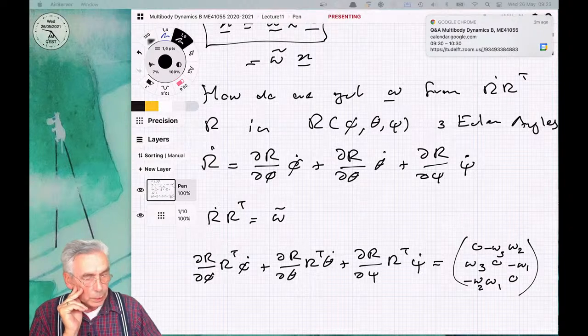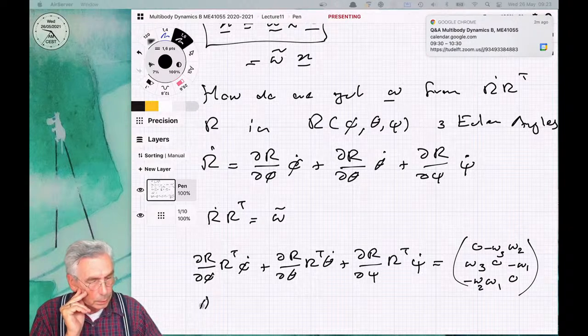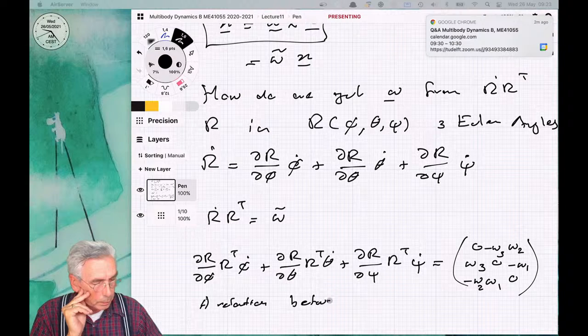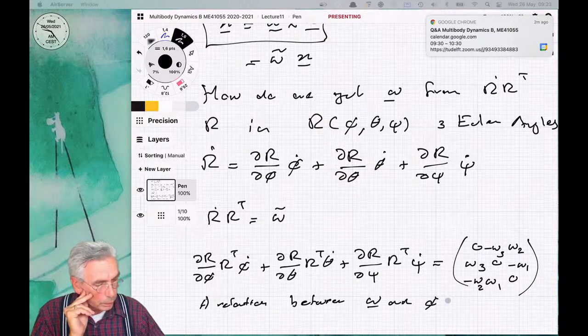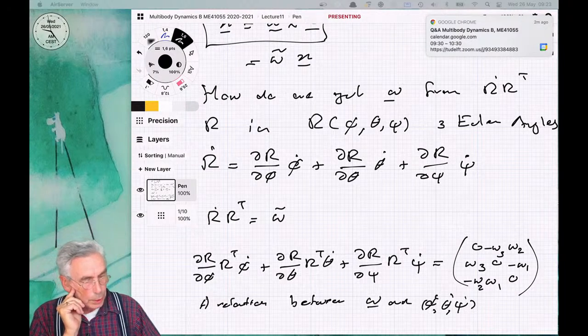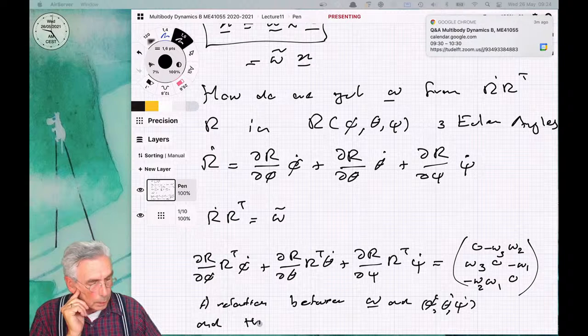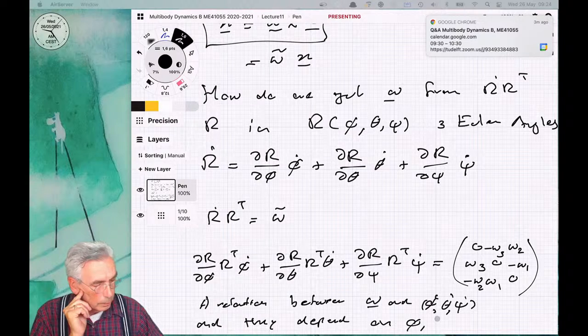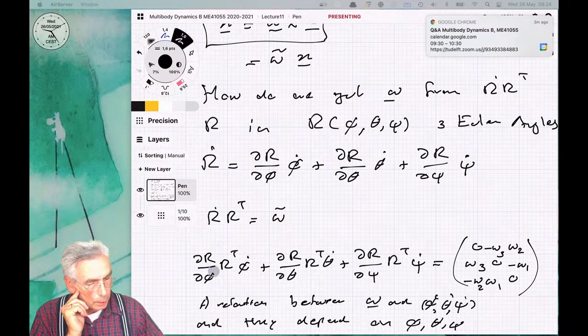So we now found a relation between omega and phi dot, theta dot, and psi dot, right? And of course we also see they depend on the angles themselves, phi, theta, and psi, right? Because these matrices all depend on the angles.